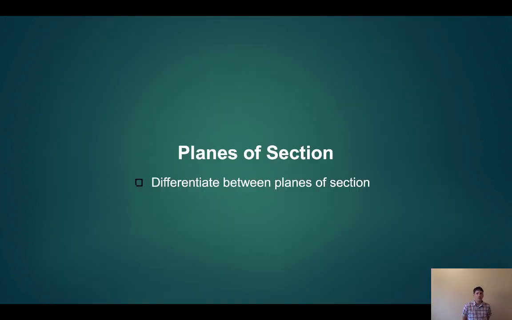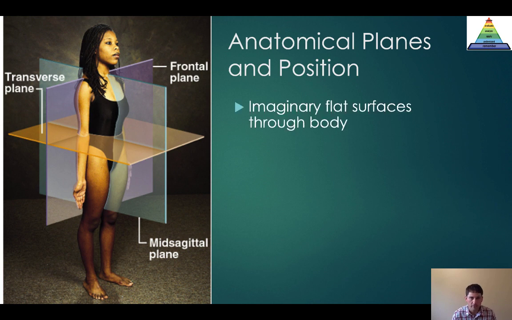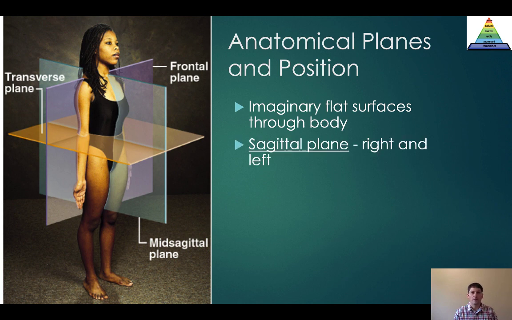Okay, so now we're going to move on to dividing up our body into different planes and into different regions. So you probably have seen this in your labs and your first lecture of labs, but anatomical planes and position. So here's this woman over here to the left, and she's divided into 3 different planes. Now, planes obviously are imaginary flat surfaces that we like to use, and so we have our sagittal plane, and this is going to divide our body into right and left.